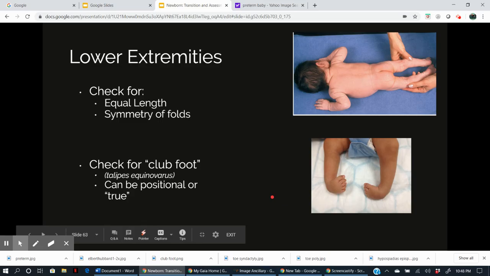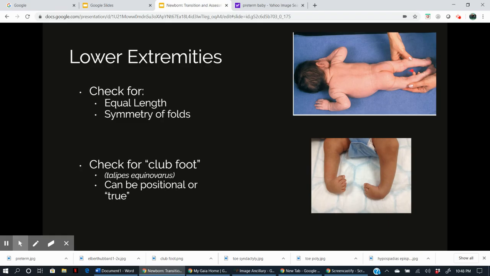Last, we're going to look at lower extremities. I think this is our last slide. Yeah, second to last. We're going to check, stretch the baby's legs out, and we make sure that they are the same length. Then we line up these little creases and folds. So the fold that's just underneath the buttocks, they should be in the same spot on both legs. And all of the other creases should really line up and be nice and symmetrical.